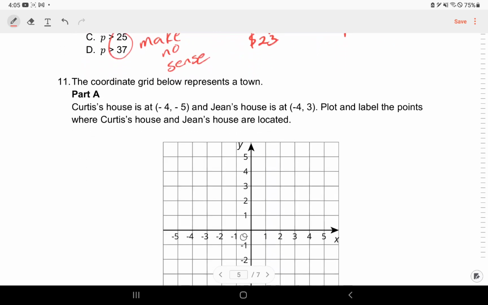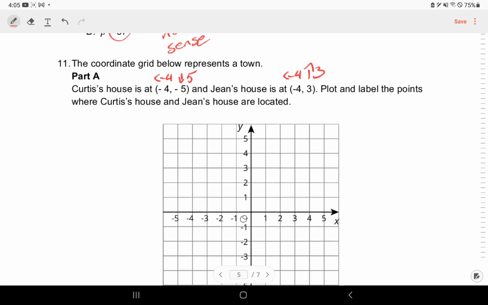Alright, so the coordinate plane written below represents a town. Curtis's house is at -4, -5. So that means left 4, down 5. And Gene's house is at -4, +3. So that's left 4, up 3. Plot and label the points where Curtis's house and Gene's house are located.